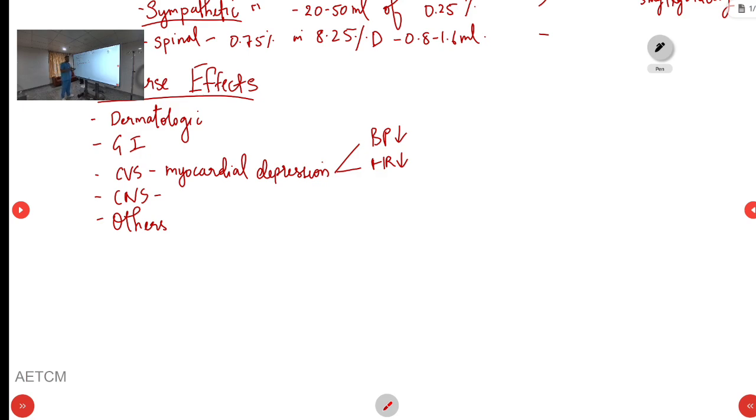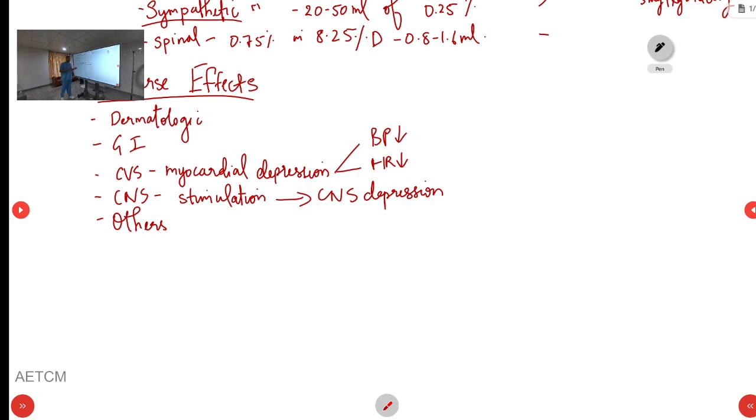And then CNS also it can cause CNS depression, but initially there might be a stimulant effect as well. So initially there might be a stimulant effect, so the patient can have anxiety, or patient can have restlessness, seizures, agitation. So all those hyper activities can be there, and it will be followed by CNS depression. They can become drowsy, they can go into stupor, coma. So all those things can occur with bupivacaine.